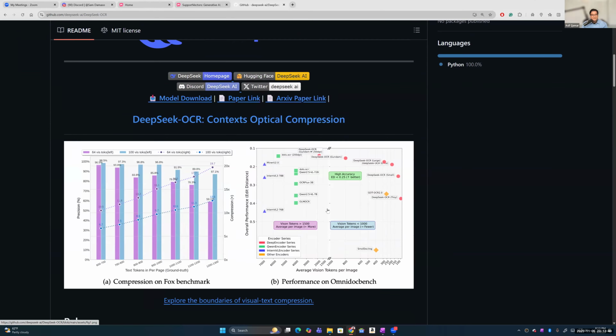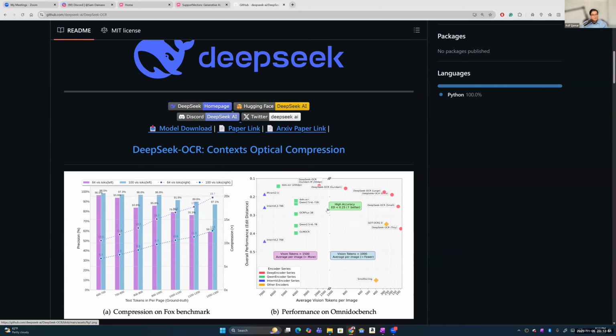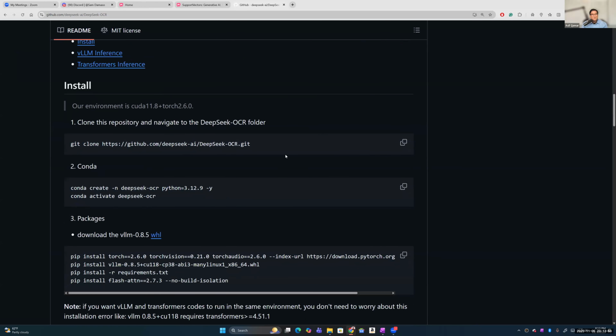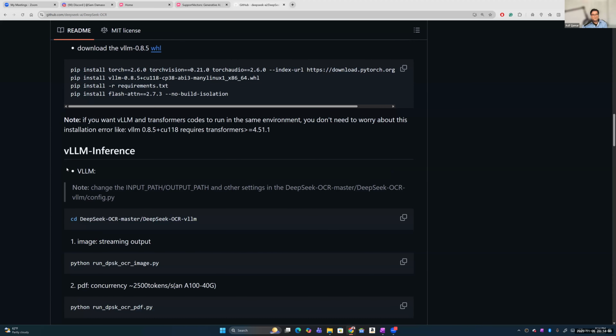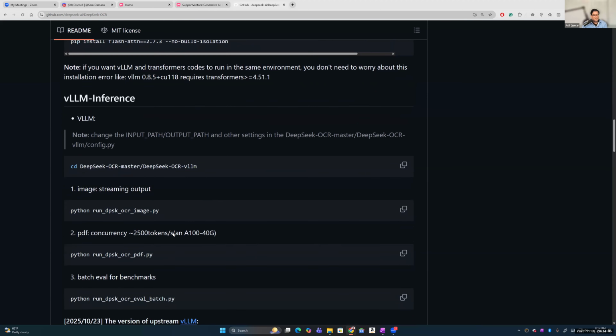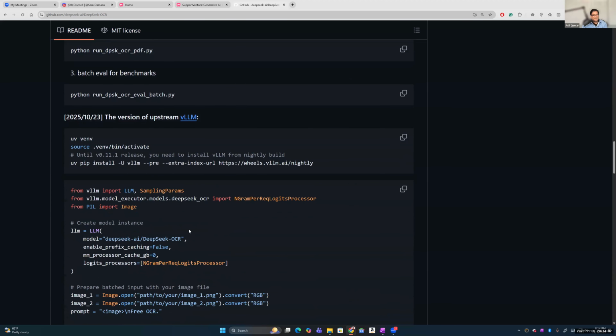So you can download it. They give you all the instructions. Clone this repo, which is easy. Then if you use Conda, or I use UV, whatever equivalent, we use UV, as you know. And then bring it into vLLM as an inference server, and just run it. There we go. After that, here is your code.